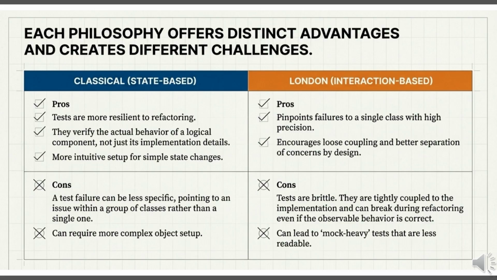A failure might point to a group of classes, not a single one, and setup can get complex. London tests are precise. They pinpoint failures to a single class. They encourage clean design and loose coupling, but they're brittle, tightly tied to implementation. Even small refactors can break them. And too many mocks? That can hurt readability. Choose wisely. Your testing style shapes your code.